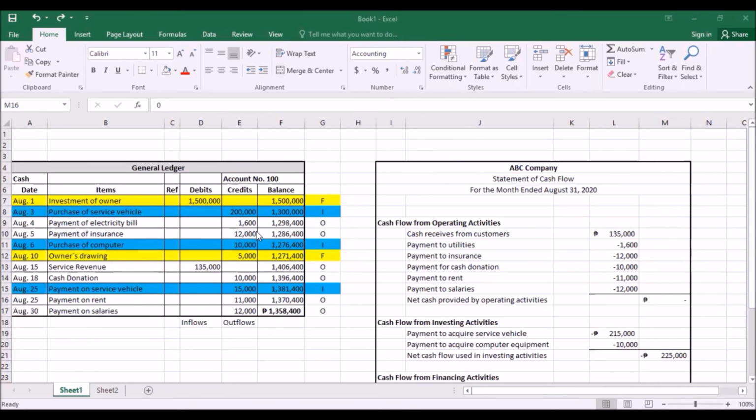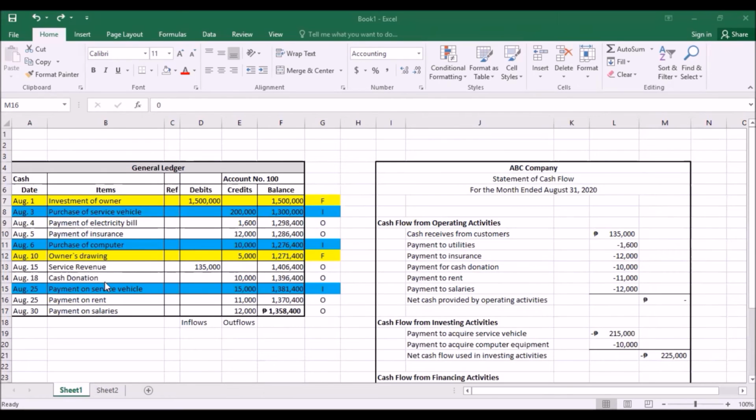Outflows po yung from operating activities. So, we have payment to utilities. Ito po yung electricity bill. So, bakit po iba po yung wordings? It's up to you naman po kung paano yung wordings or phrases as long as naiintindihan po at synonymous naman po dun sa account transaction. So, payment to utilities, we have credit, 1,600. Deduction po siya, that's why it is negative. Payment to insurance, credit po ulit, outflow, papalabas po yung pera, that's why it is negative 12,000.